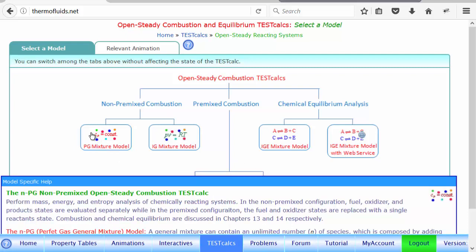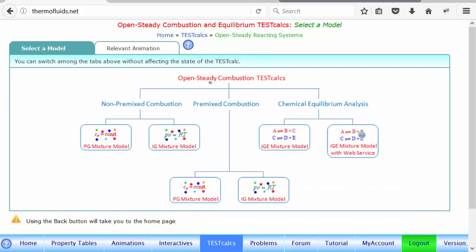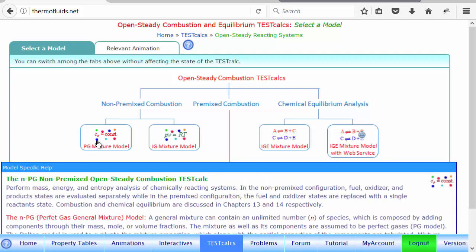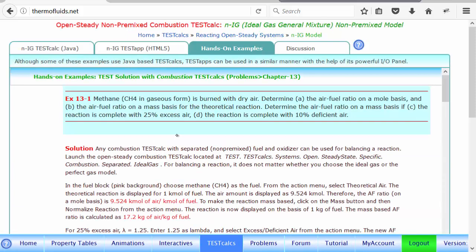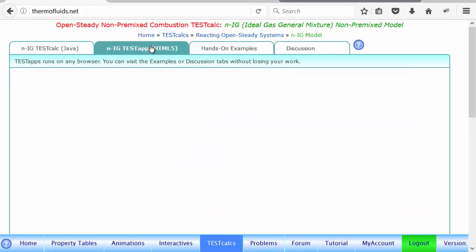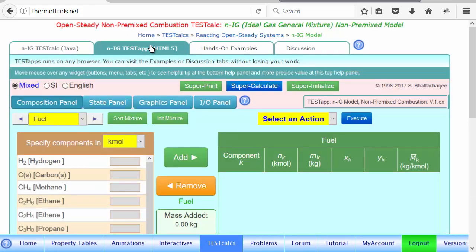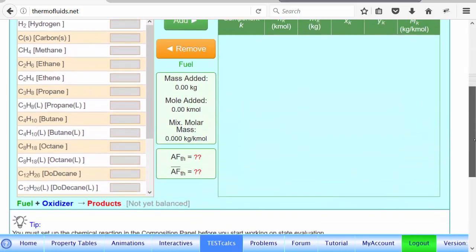Okay, so let's start with the basic non-premixed combustion. It means fuel and oxidizer are entering a combustion chamber through separate inlets. And we can use either the PG model or IG model, that is, the constant specific heat assumption. They look identical, except the IG model will produce a little bit better, more accurate results if you do an energy analysis.